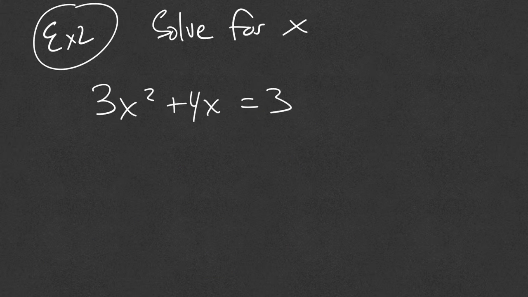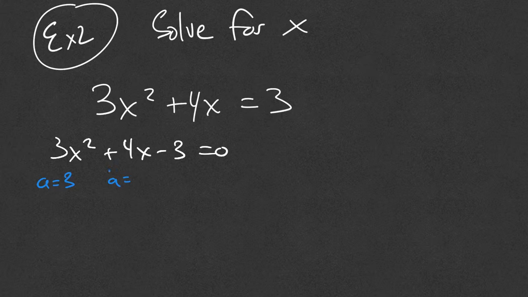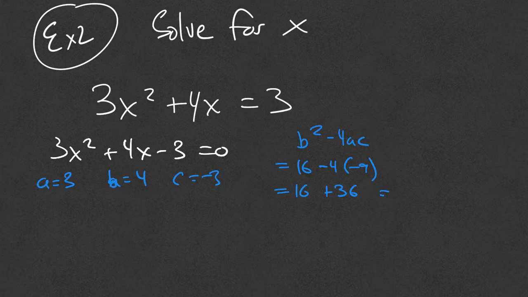Moving on, example 2 here, 3x squared plus 4x equals 3. So here, I'm first going to get it equal to 0. 3x squared plus 4x minus 3 equals 0. Once again, there is an x term, so I'm going to go with the discriminant first. a equals 3, b equals 4, and c equals negative 3. So my discriminant, b squared minus 4ac, would equal 16 minus 4 times ac, which would be negative 9. So this would be 16 plus 36, which is 52.